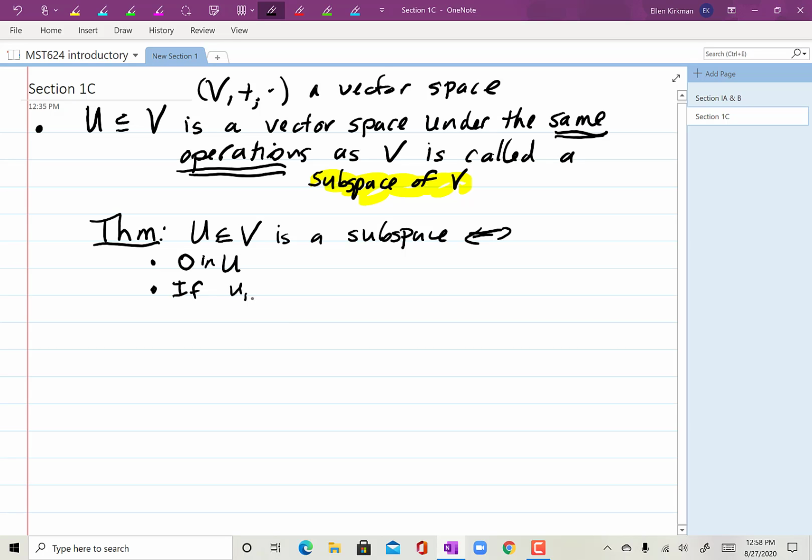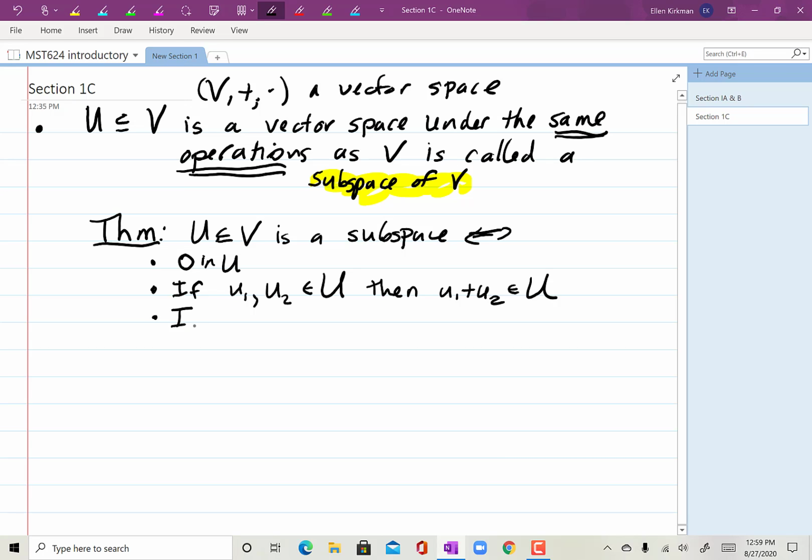so u1 and u2 are in U, we know their sum is in V because this is an addition on V, but I want the sum to be in U. So it's closed under addition of vectors. Okay, that's clearly necessary for it to be a vector space. And then it also has to be closed under multiplication by a scalar.